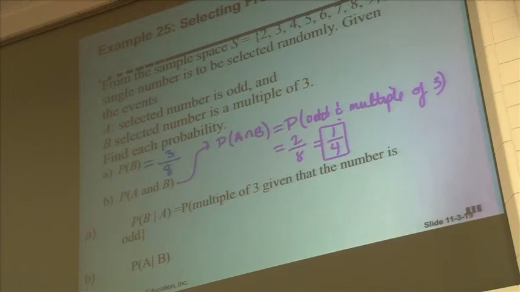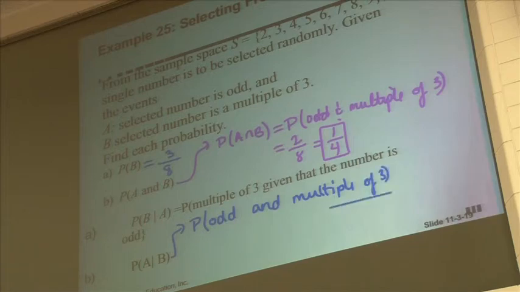All right. Part D. Probability of A given B. So I want the probability of choosing an odd number given that the number is a multiple of 3. So we're asking it in a different order. It will change the outcome. It will. Okay. So if you do probability of A given B, that means you start with the probability the number is odd and a multiple of 3, divided by the probability that it is a multiple of 3.